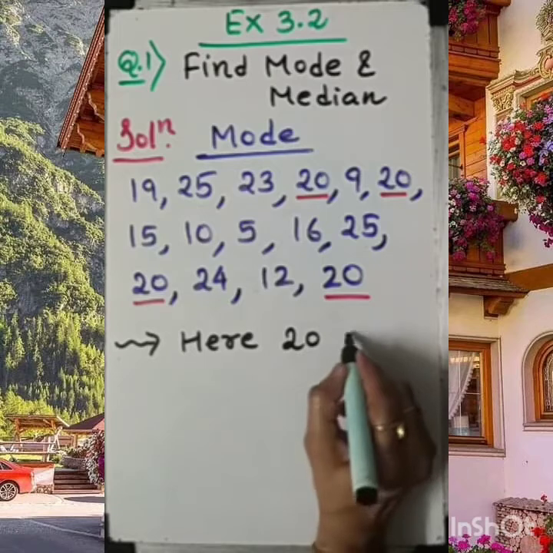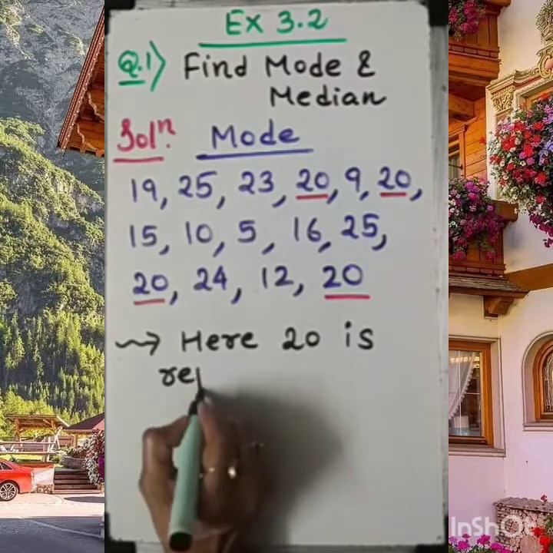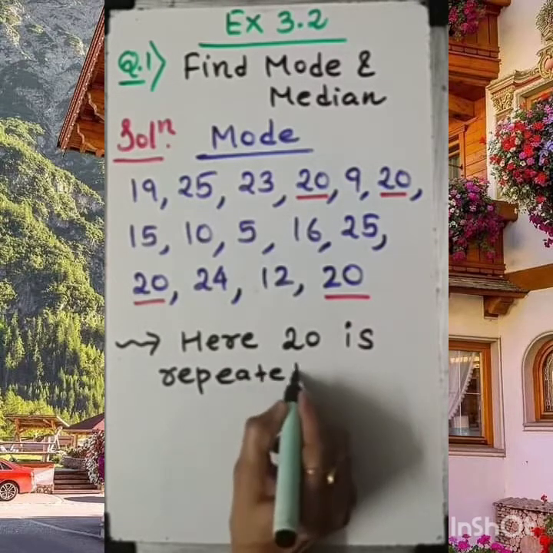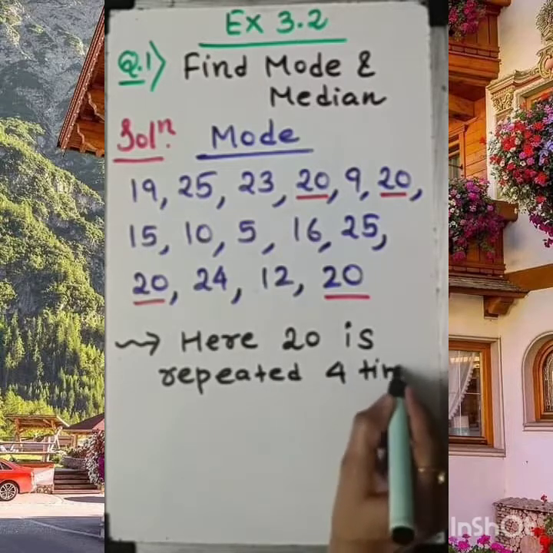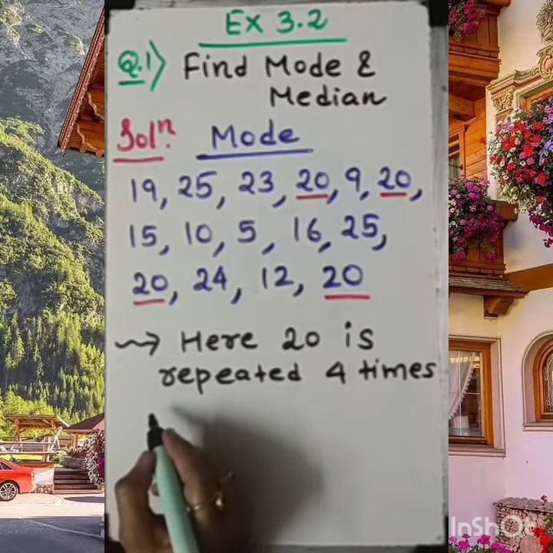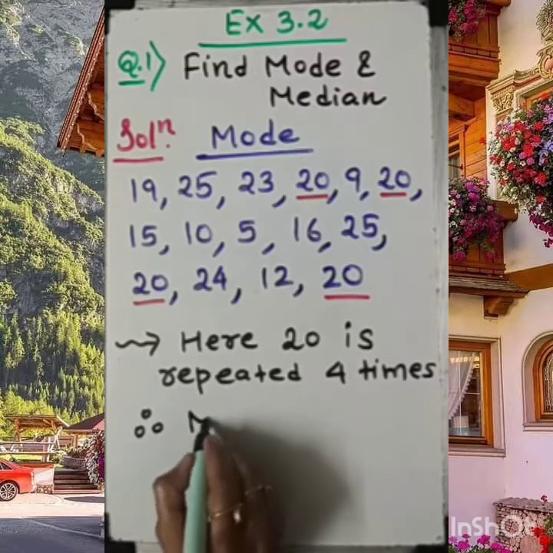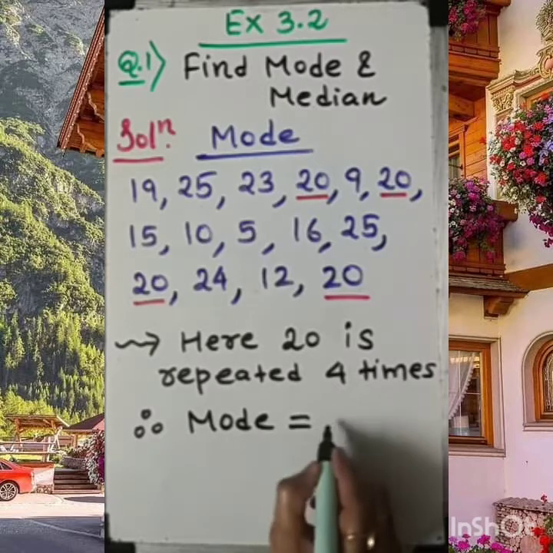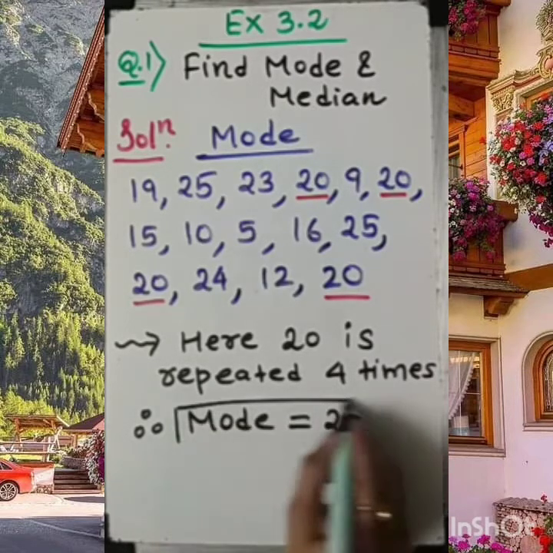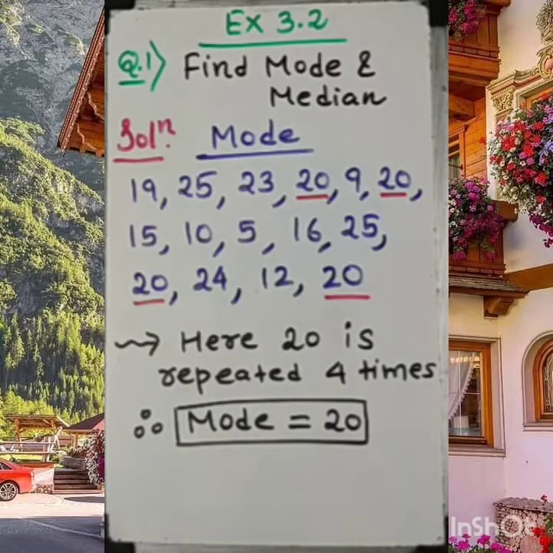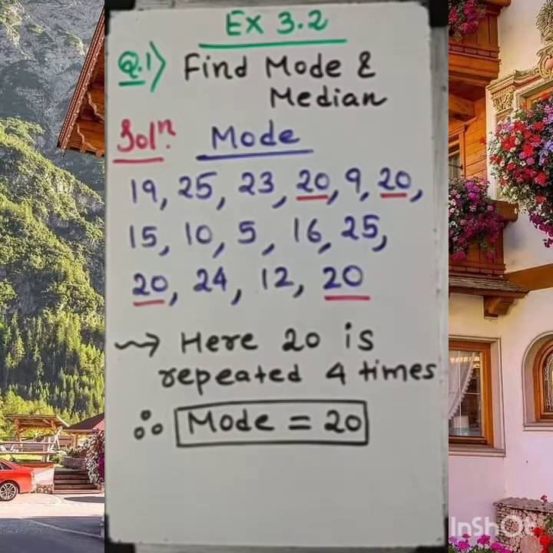So we need to mention as an answer here: 20 is repeated 4 times. Therefore, my dear student, the mode of the given data is 20. So, mode equal to 20. Got it? The number which is repeated maximum times is the mode, that is 20. So, this is the method of how to go with the mode.